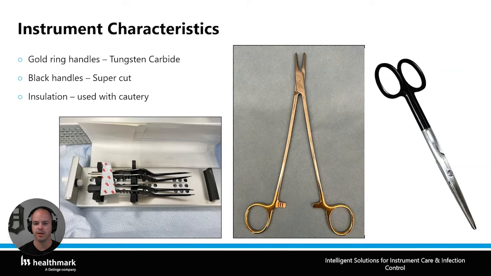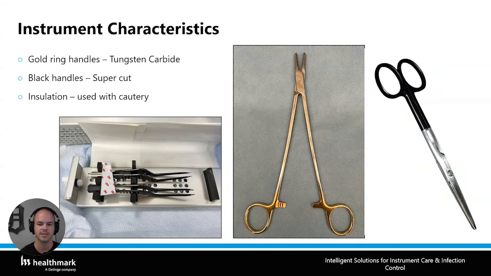All right. So what other instrument characteristics do we need to be mindful of? Well, if you see gold ring handles, that's usually an indicator that there is a tungsten carbide insert. And that tungsten carbide is essentially like a diamond-like material. It's extremely hard and it's really good for gripping needles. And that's why they put it in needle drivers. You might also see it in scissors because it holds up very well and it's very sharp.